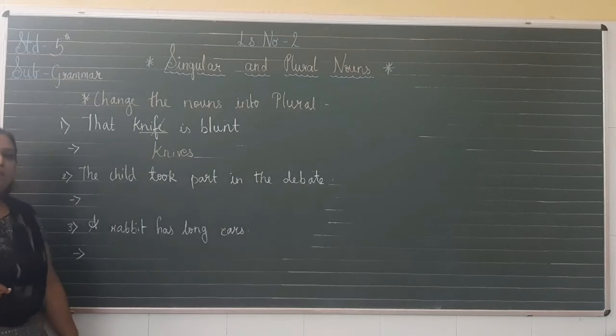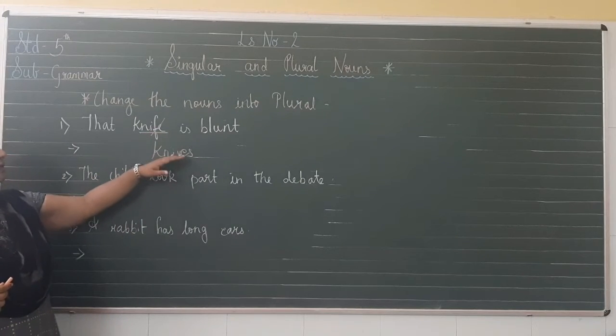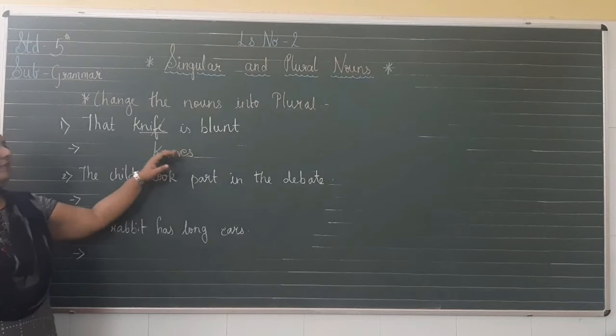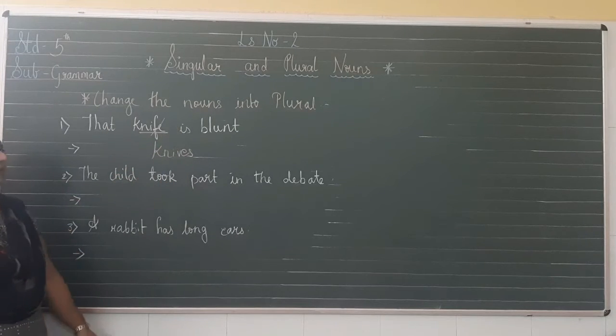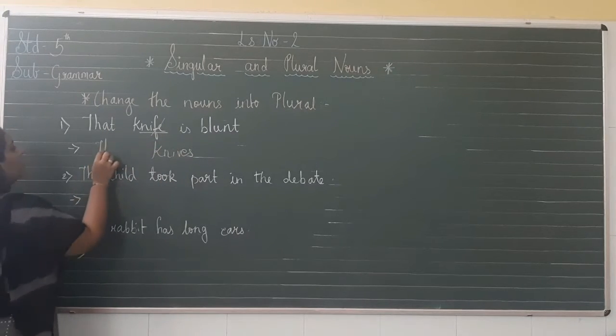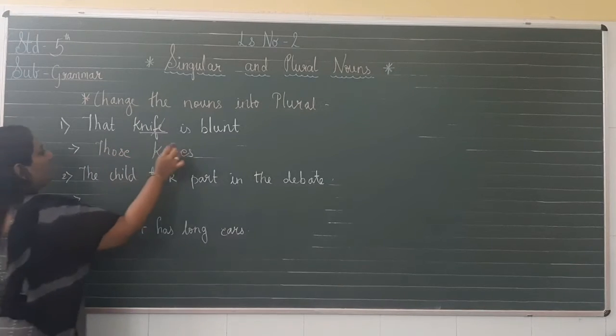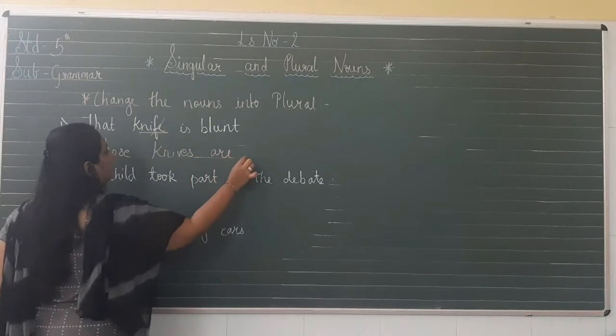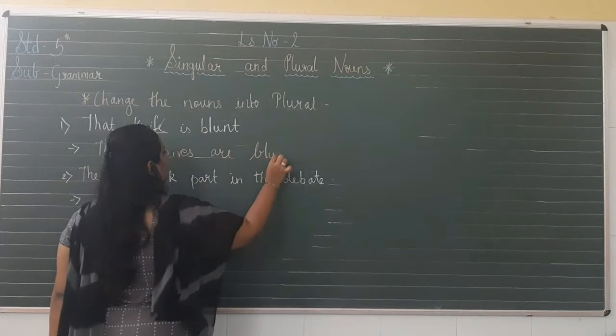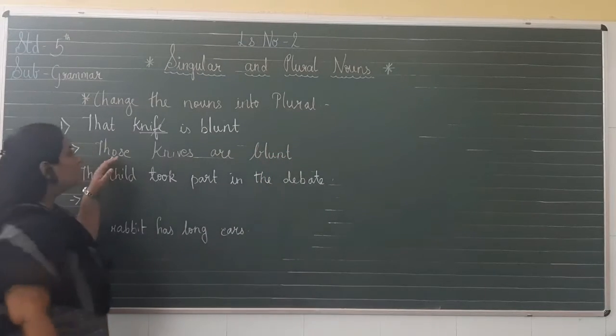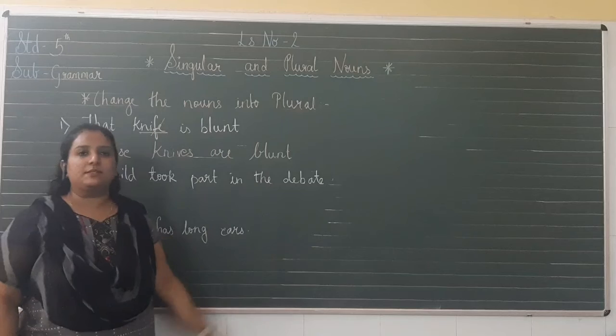But what all other changes will happen? If the noun is changing from singular to plural, we will do the other necessary changes. For example, that will change into those. Is will change into are. So the sentence will become, those knives are blunt.